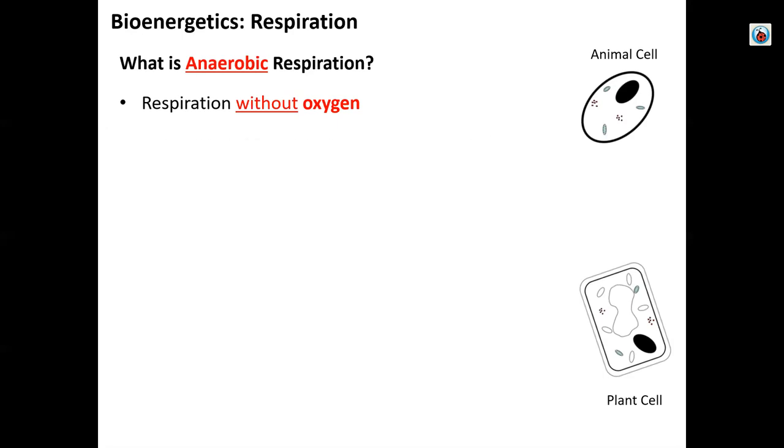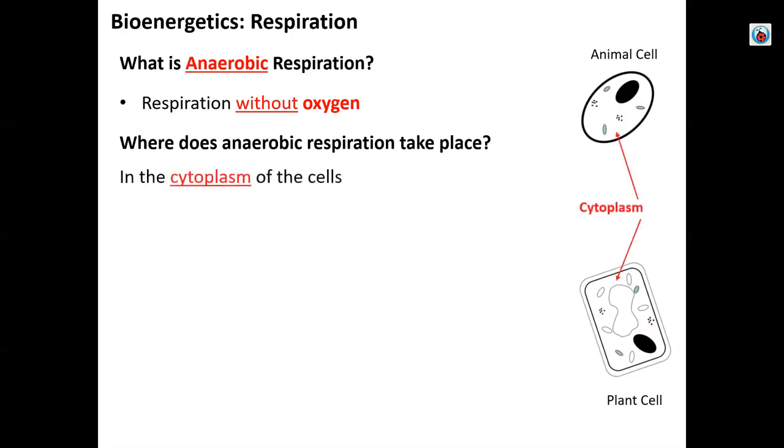So where does it take place? Now we know that aerobic respiration takes place in the mitochondria of the cells. Anaerobic respiration actually takes place in the cytoplasm of the cells, so the jelly-like substance. The next thing we need to know is the word equation for anaerobic respiration.